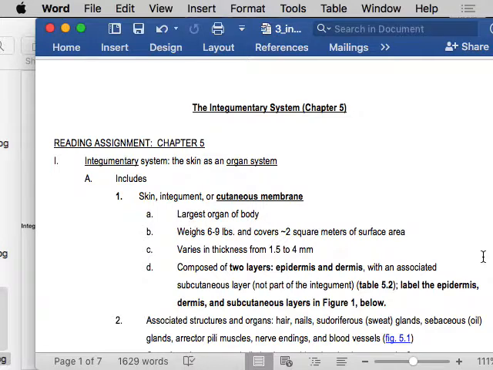You're amazing. If you stretched it out, it covers around 2 square meters of surface area, depending on your body size. And it varies pretty dramatically in thickness. It varies between 1.5 millimeters and 4 millimeters. Any idea where your skin is thinnest? Thinnest. Any idea?